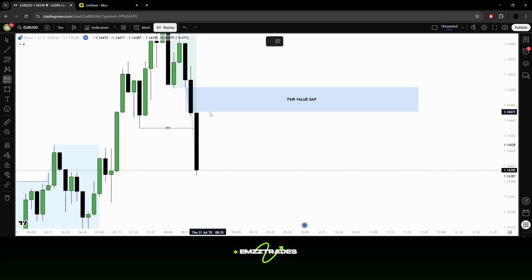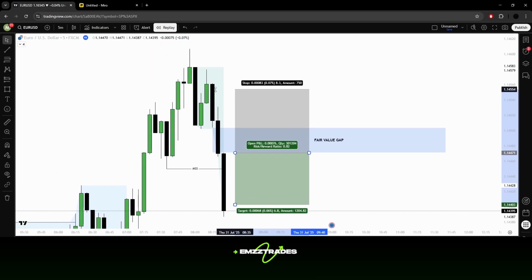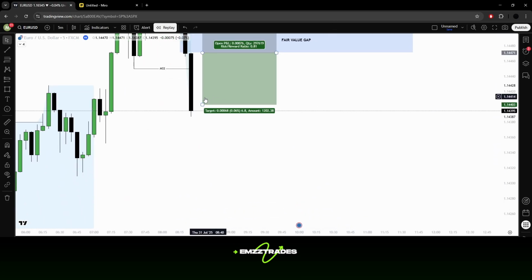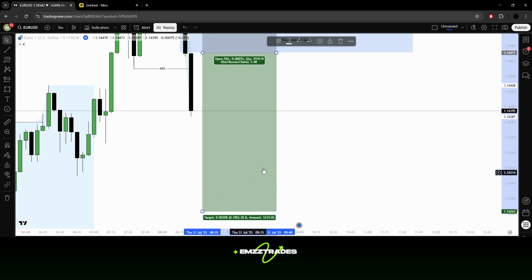But anyway, if we continue from here on out, all I'm going to be doing is entering a short position right there, placing my stop loss around this area, and placing my take profit at a 1 to 3 risk to reward ratio, right?